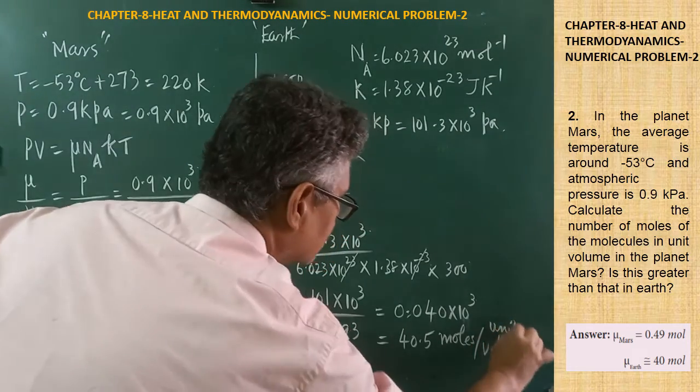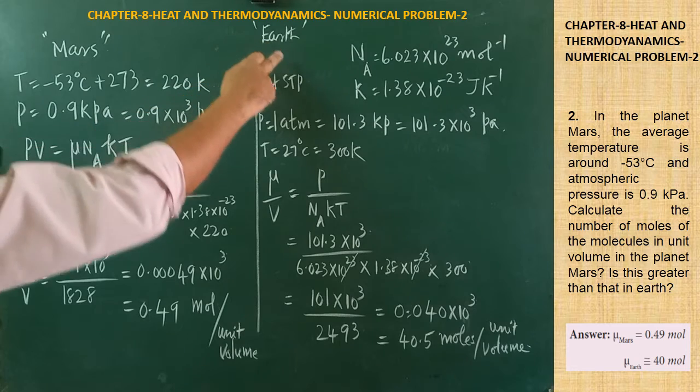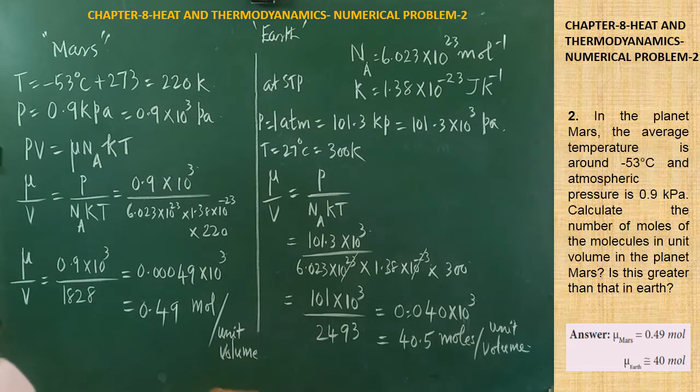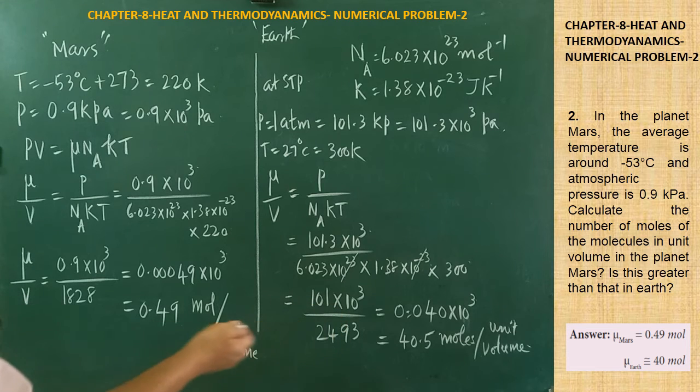Are you clear? Very simple problem. Just compare the moles per unit volume in the case of Mars with the moles per unit volume in the case of Earth, which is 40. So which one is greater? In the case of Earth, the moles per unit volume is greater compared to Mars. Very simple problem. Okay.